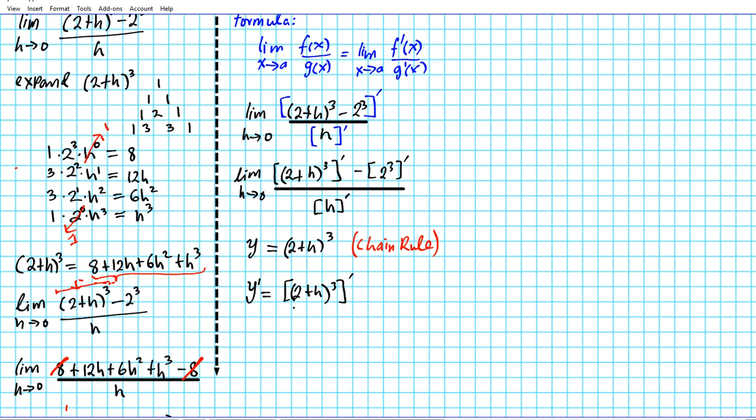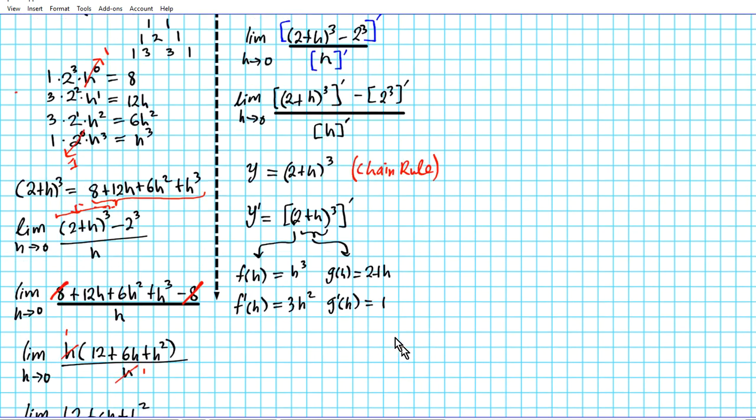Okay, so we'll take the outer function and we're going to call that f. So f of h is the outer function. The outer function is the cubic function. And then the inner function, we're going to call that g. So g of h is 2 plus h. Now we're going to differentiate both. Differentiate the outer function, which is 3h squared, and then differentiate the inner function: the derivative of 2 is 0 and the derivative of h is 1 with respect to h.